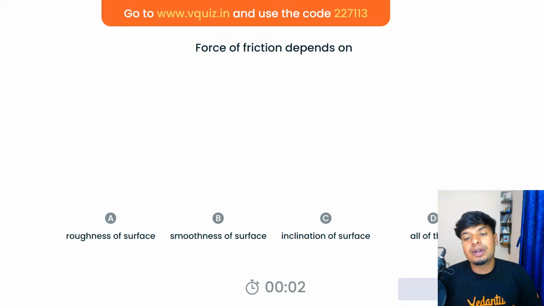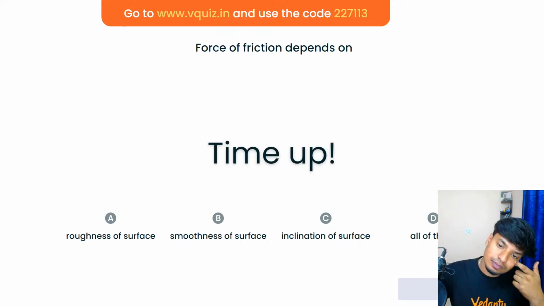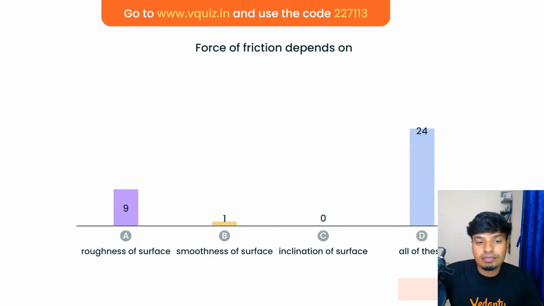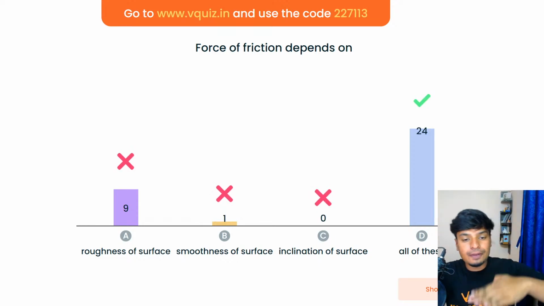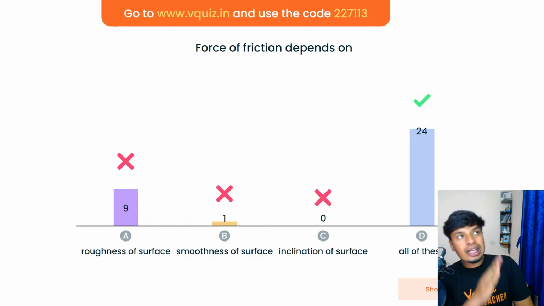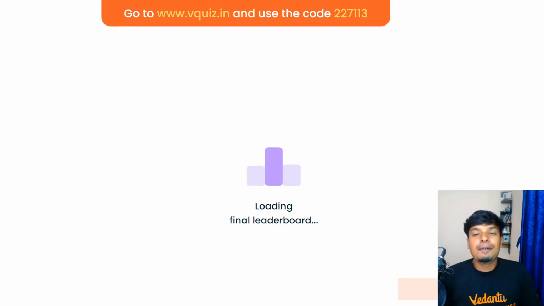Yes, the force of friction depends on... It is all of the above, guys. Very good. So we have roughness, smoothness, also the inclination. Right. The final leaderboard on the screen.